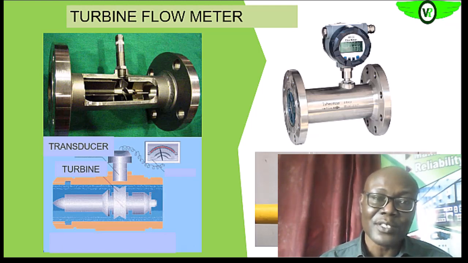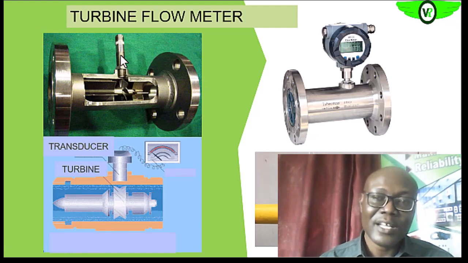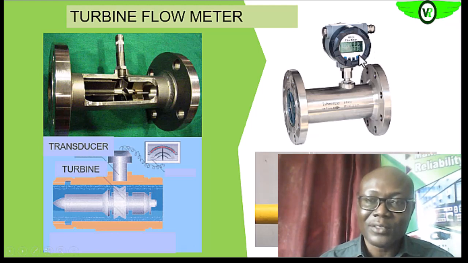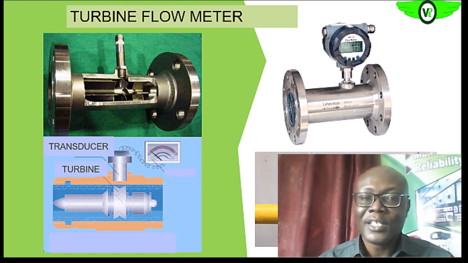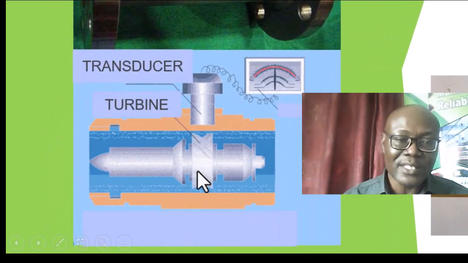So these pulses are sent to the meter now, or the transmitter, and they give us a direct reading of the flow rate, taking into consideration the number of pulses and the time it took. So the calculation is done here, okay, saving us the stress of doing it manually. So that is what you are seeing.